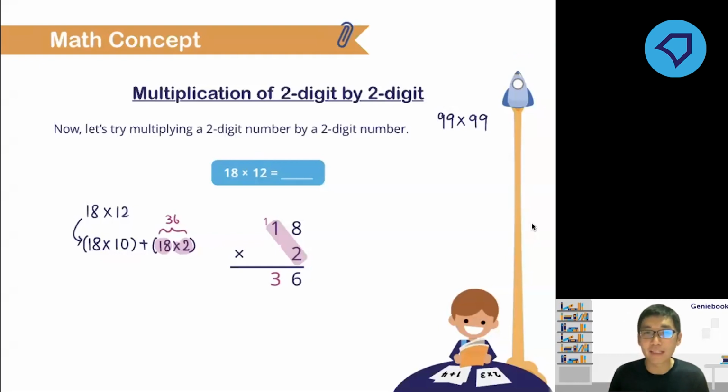Do you all know how to find 18 times 10? Yes, right? Just now we have learned how to multiply a whole number by 10. Very simply, we just add a 0 to the back of the number, right? But if I were to present it this way, how do I do it? Okay, let me show you.